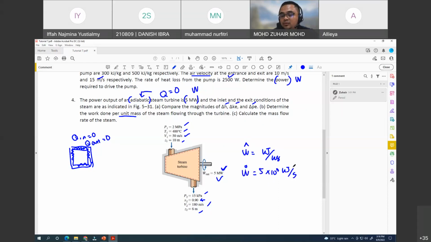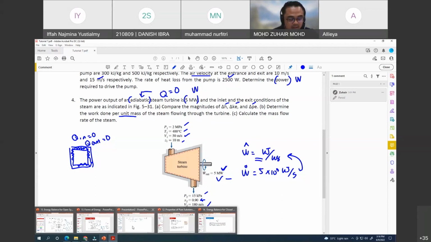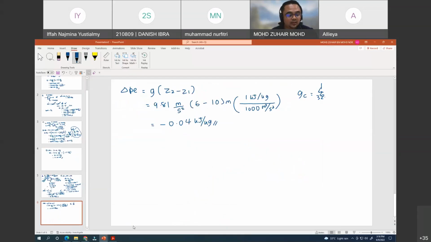In order for us to change this to this, we need to know the mass. Because kalau tidak, kita tak boleh change from this to this. The work is already stated here, but we don't know the mass. In order for us to directly change this, the mass flow rate, tak ada. But it's okay. The other way that we can do is to use the general equation. Okay, so this is for B.